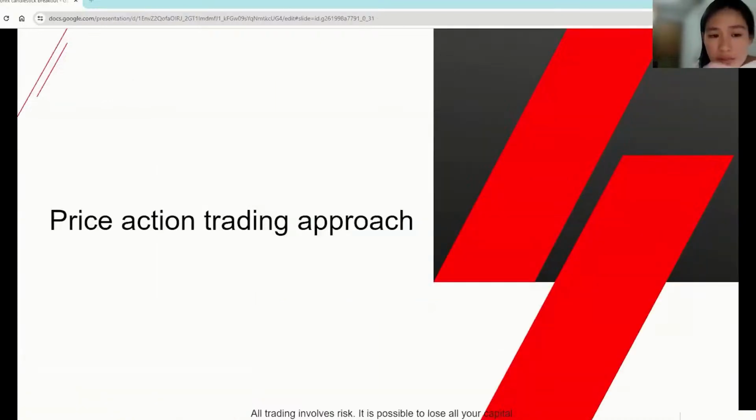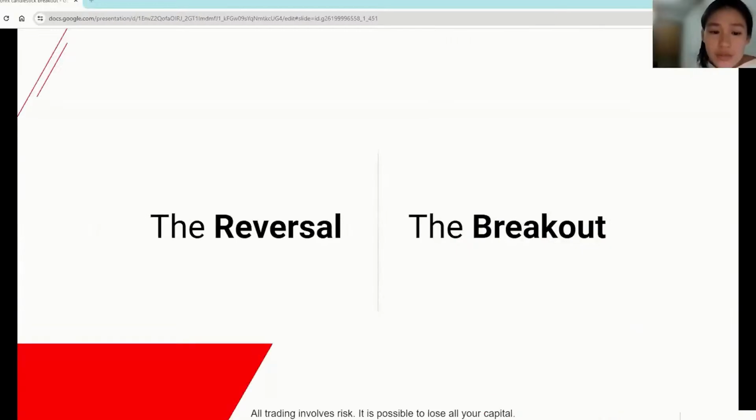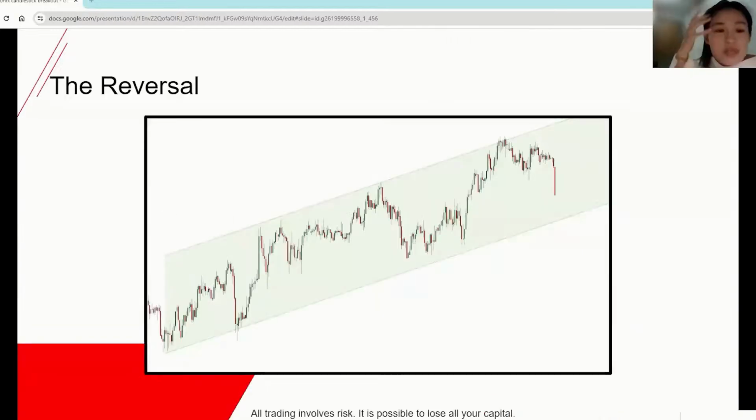Okay, so let's talk a bit about price action trading approach. So this basically comprises of 2 different trading approaches, the reversal and the breakout. So let's firstly talk about the reversal. So we talked about reversal last week already.